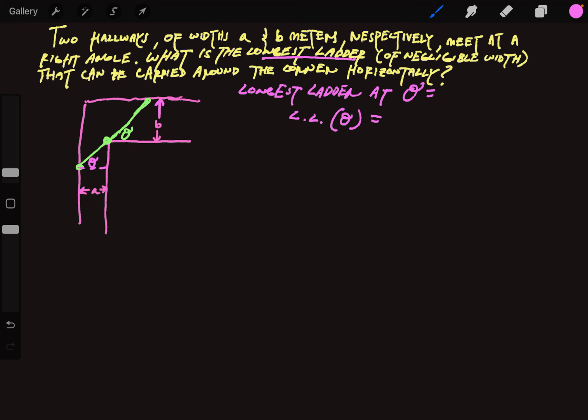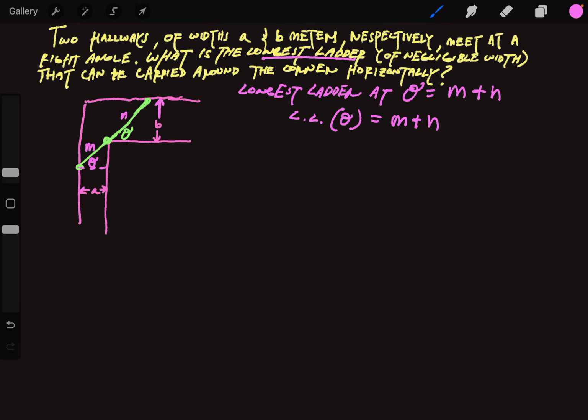We should see that it's going to be whatever this length is, m over here, plus n. So I'm going to write that as m plus n, and then I'm going to come up with expressions for what m and n are. Now, before we do that, let's just take a step back. I'm looking for the longest ladder at any theta, and what do I want to do with this function at the end of the day? Well, I actually want to minimize this function.